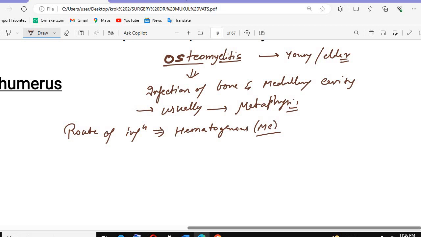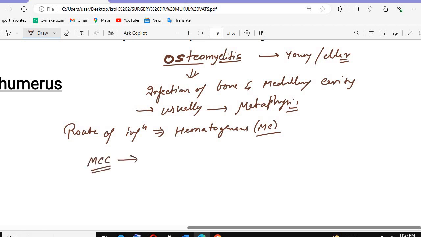In bones, osteomyelitis affects the medullary cavity, and usually it affects the metaphysis. It can be direct contact. If there is an open fracture, it can also cause osteomyelitis. Septic arthritis can also cause osteomyelitis.